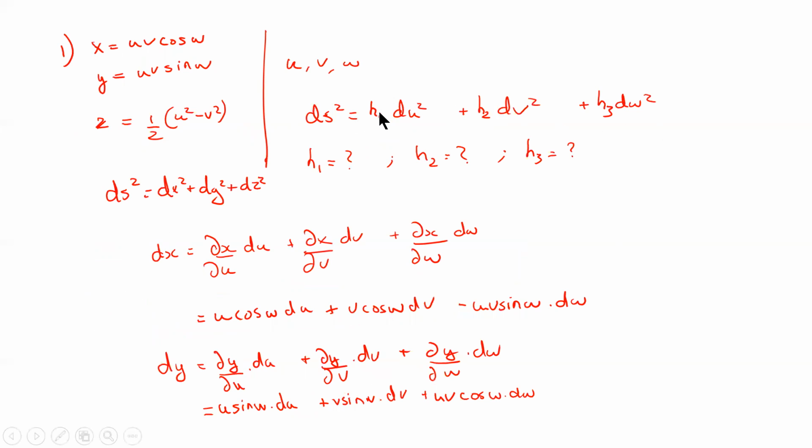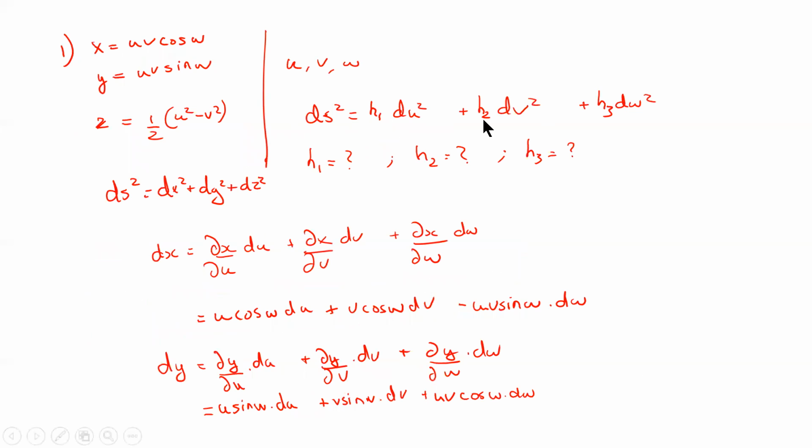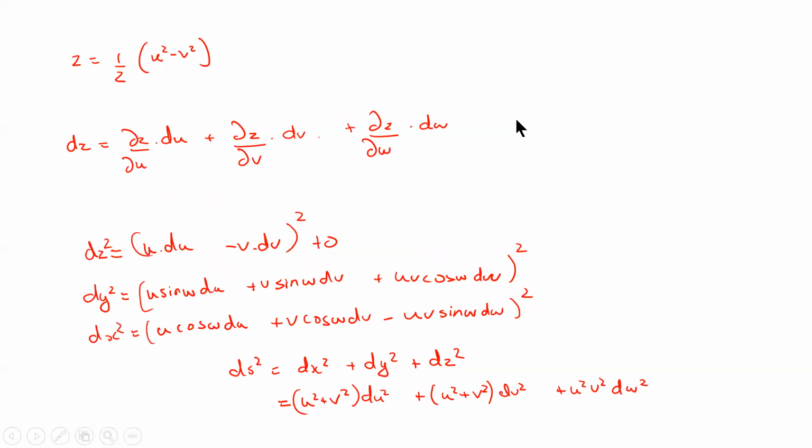Now this was our line element in the new coordinate system. In place of h1 we have this quantity, and next to dv square, in the place of h2, we have this quantity. In the place of h3 we have this quantity. So we are ready to write out our answers. H1 is nothing but, in the place, we have u square plus v square. H2, the scaling factor, is again u square plus v square.